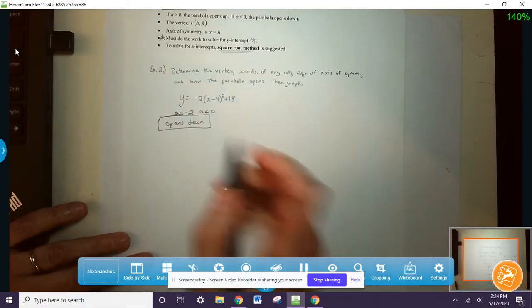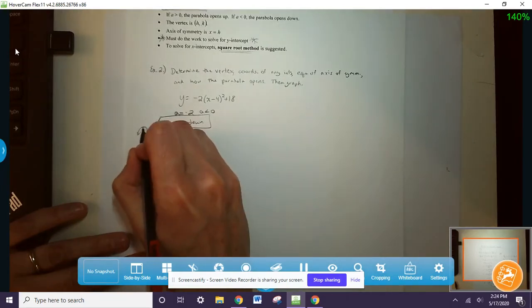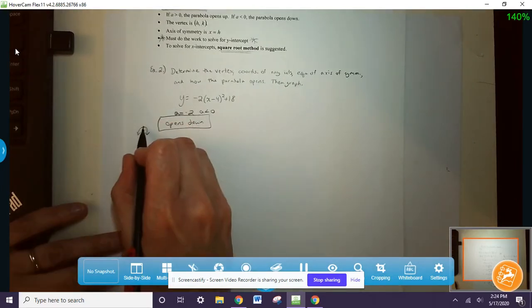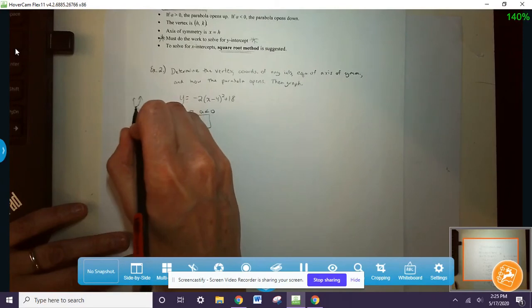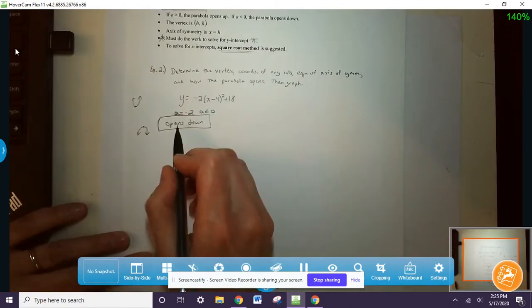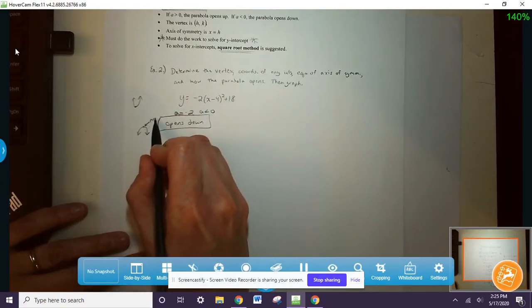So that means no matter what this looks like, the vertex is going to be a maximum. When you have a parabola that opens up, your vertex is a min. But since this one opens down, your vertex is going to be a maximum. It's going to be a high point on the graph.